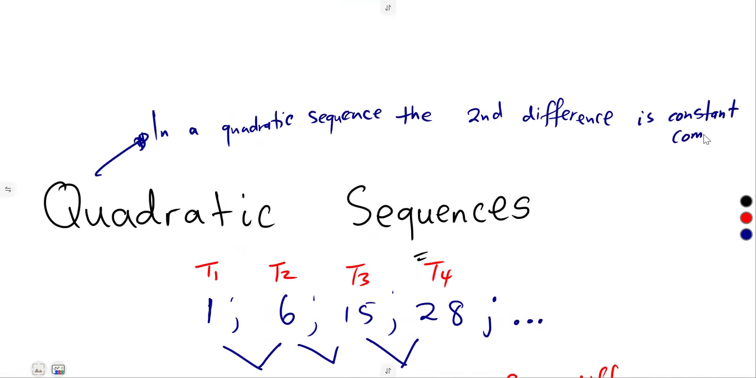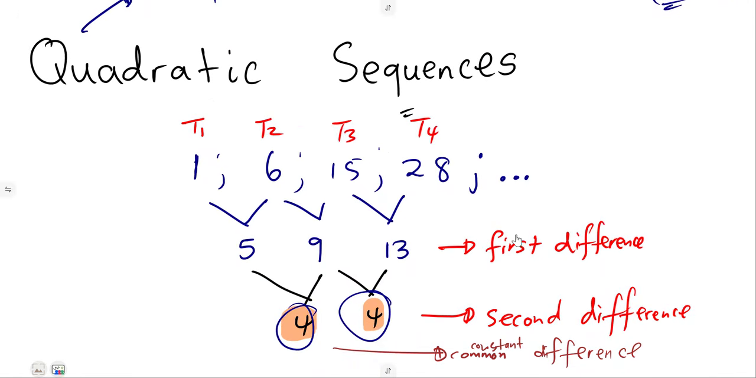That is our common difference that we're going to have throughout. The second difference. The first difference was just something else, another sequence. But on the second one, it will be the same throughout. Once you see this, you know that it is a quadratic.